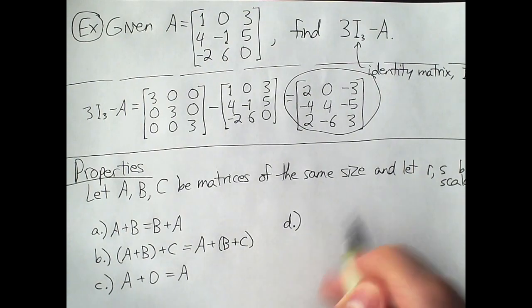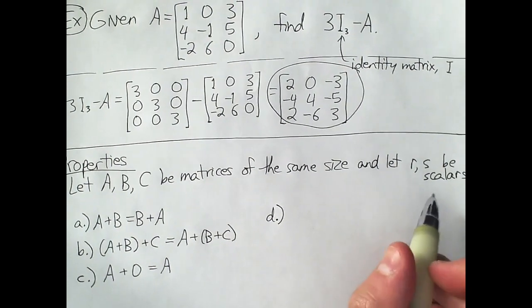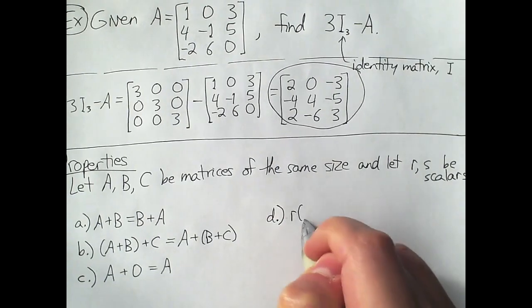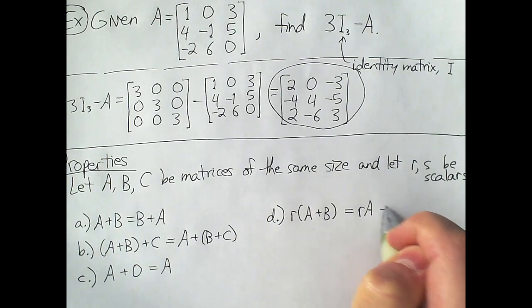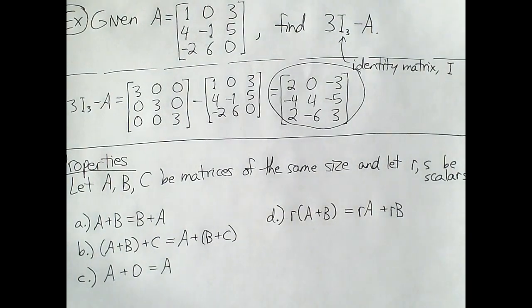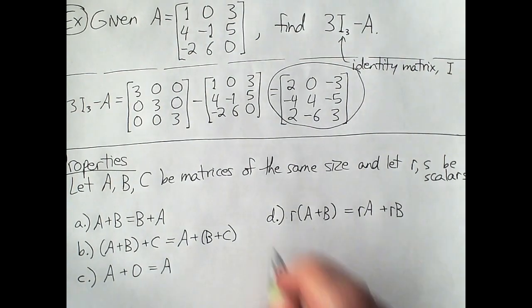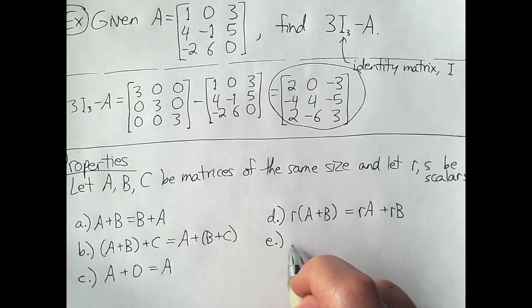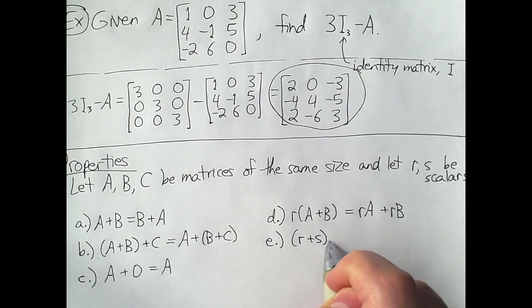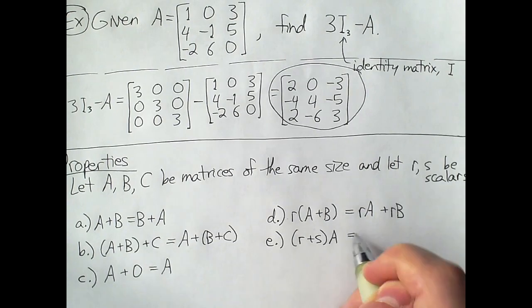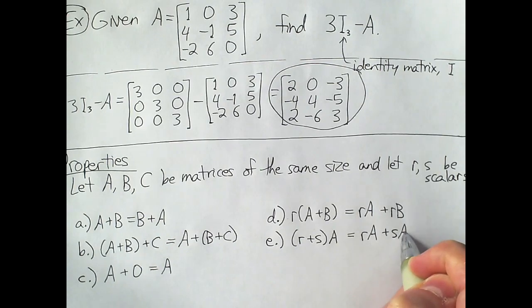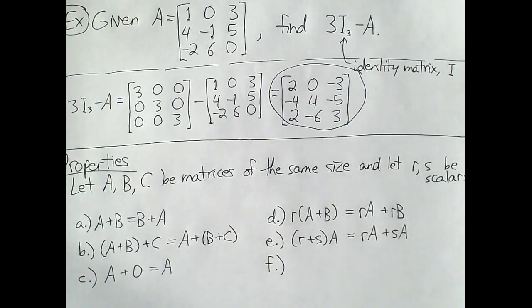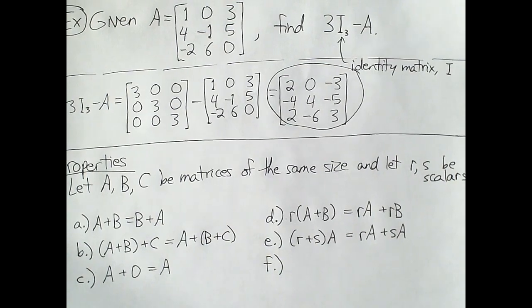Part D is going to involve these scalars. R and S are just real numbers. So R times parentheses A plus B equals RA plus RB. It's saying that we can distribute the scalar across the parentheses. If we had parentheses R plus S times A, we can distribute in this sense also. We get RA plus SA. So part D and E are both about being distributive in slightly different ways.